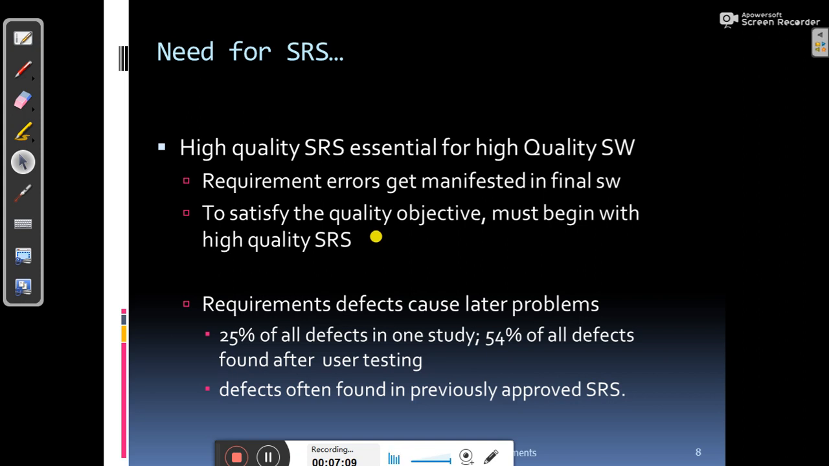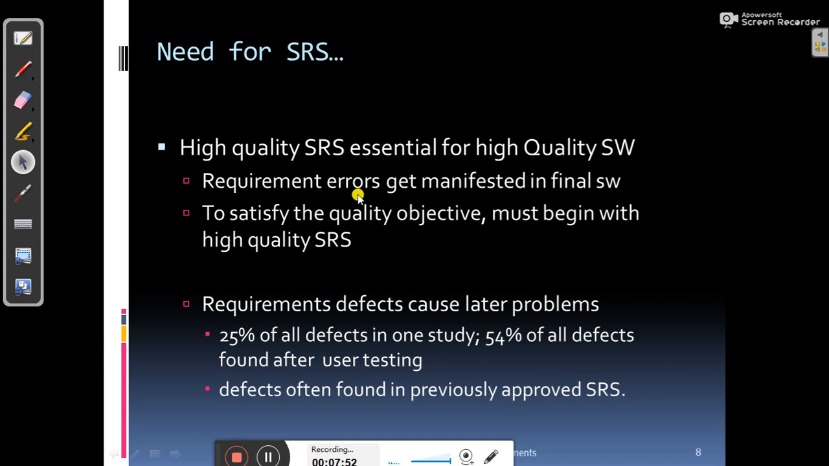High quality SRS is essential for high quality software, and requirement errors get manifested in the final software. So to satisfy this quality objective, you must begin with a high quality SRS. Before you develop high quality software, you need to start with a high quality SRS. Requirements defects cause later problems. Obviously, if you faultily input the requirement specifications, then the final product will have some error.